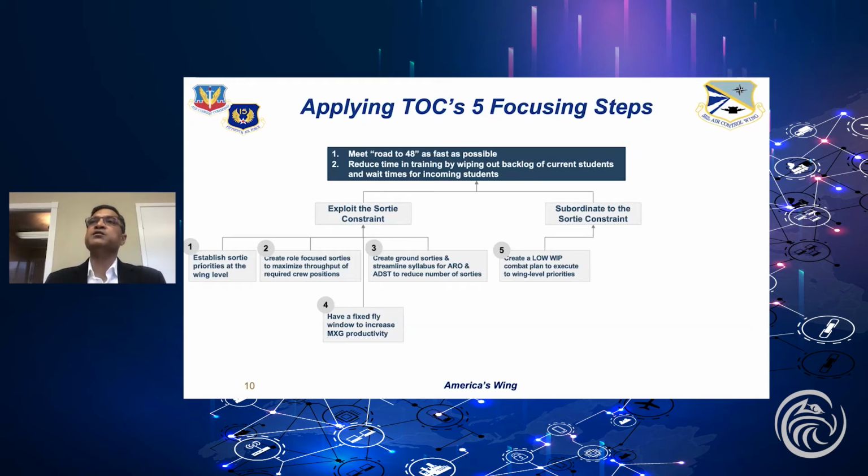What WIP means, work in process. Now, instead of trying to do too many things at the same time in the wing, we said, based on the wing priority that we established in step one, how can we create the minimum number of things at a given time, and therefore maximize the throughput of the wing?